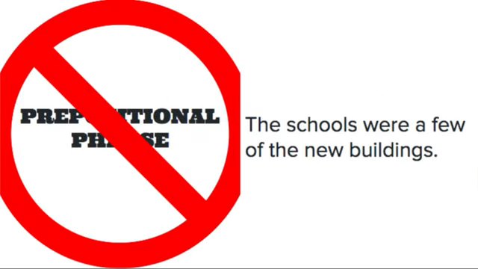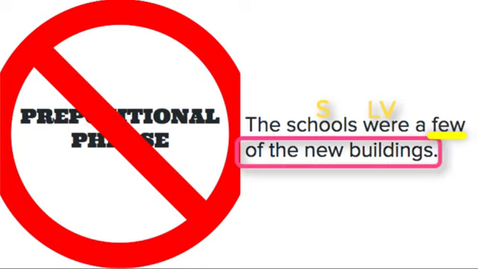One thing you do need to know is that predicate nominatives will never be a part of a prepositional phrase. The schools were a few of the new buildings. Now in this case, schools is our subject, were is our linking verb, and the predicate nominative is actually the indefinite pronoun few. Because of the new buildings, that's a prepositional phrase. So we're not going to have a predicate nominative inside the prepositional phrase. Even though buildings and schools are the same thing, because it's in a prepositional phrase, it doesn't work.